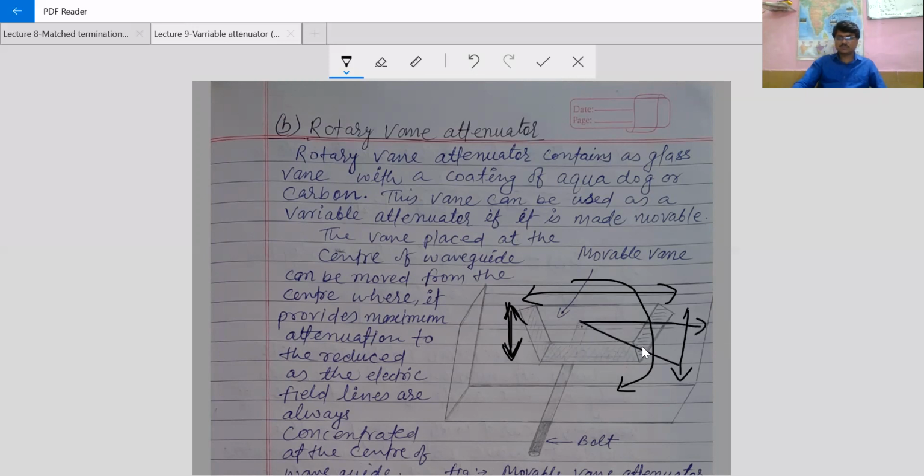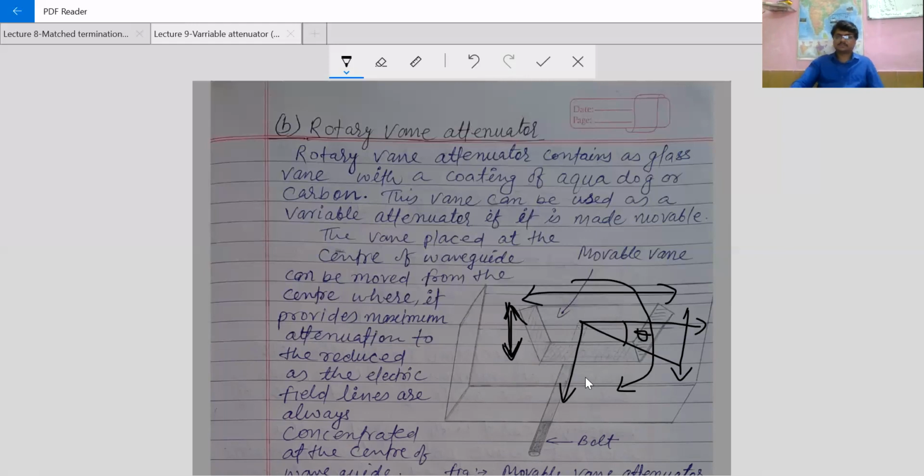Let us suppose this is theta, and the attenuation has increased. At theta equal to 90 degrees, when it rotates like this, the maximum dimension will come along the width, so maximum attenuation will be there. So its sine variation is there. It varies according to sine theta.